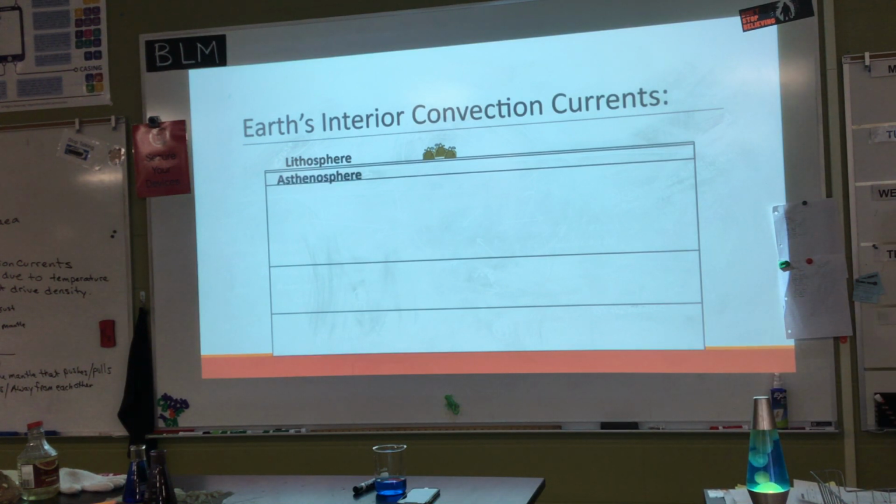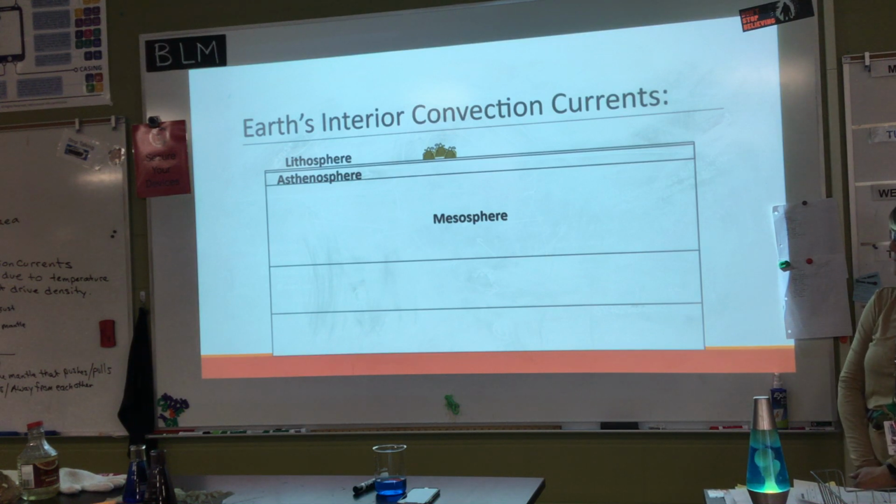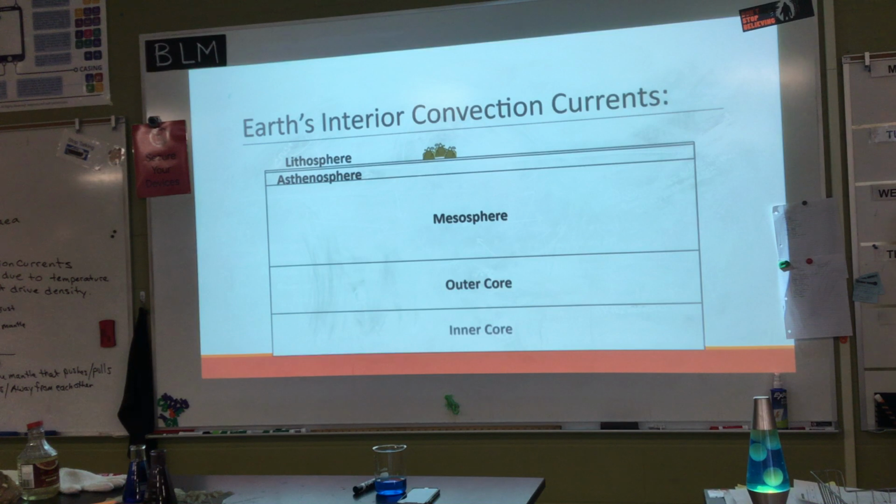The next thing is the asthenosphere. That's the lower upper part of the mantle. It doesn't matter, it's just the asthenosphere. It's right below the lithosphere. Does anybody remember what's below the asthenosphere? Mesosphere. And then does anybody remember what's below the mesosphere? Outer core. And then the inner core.